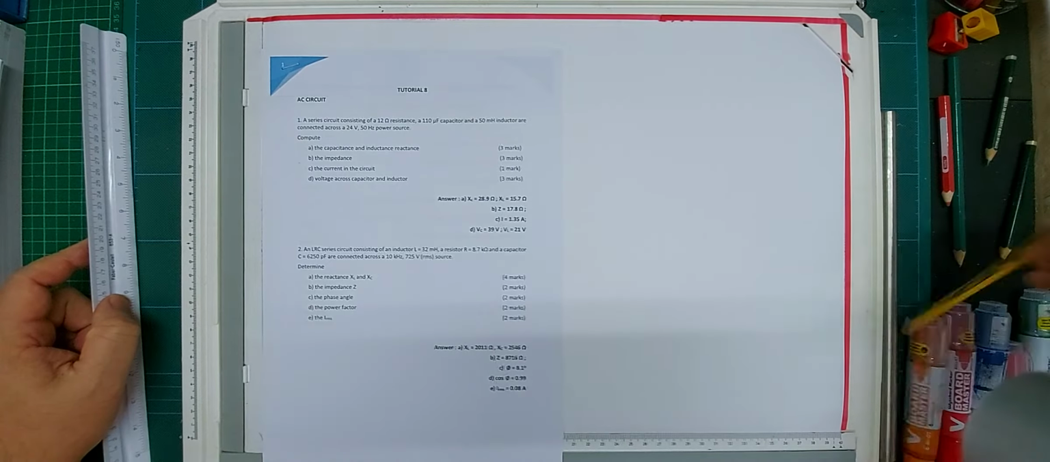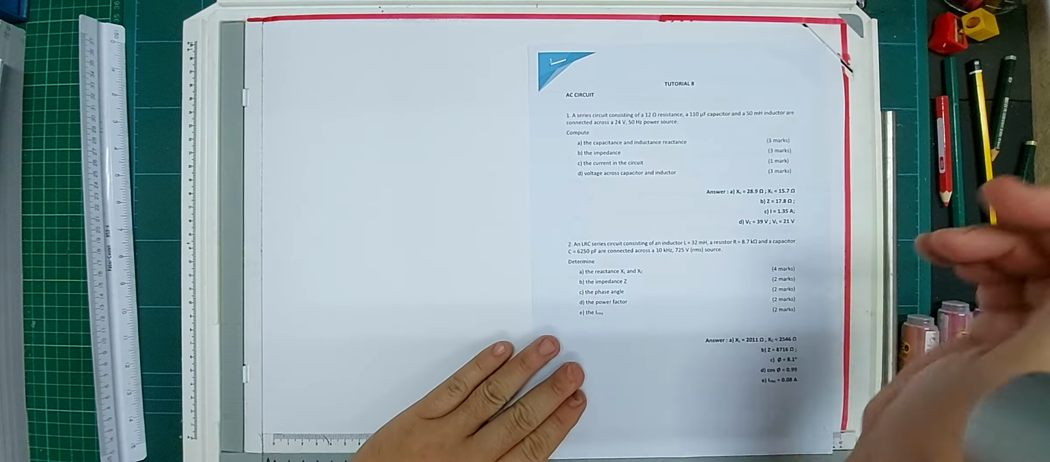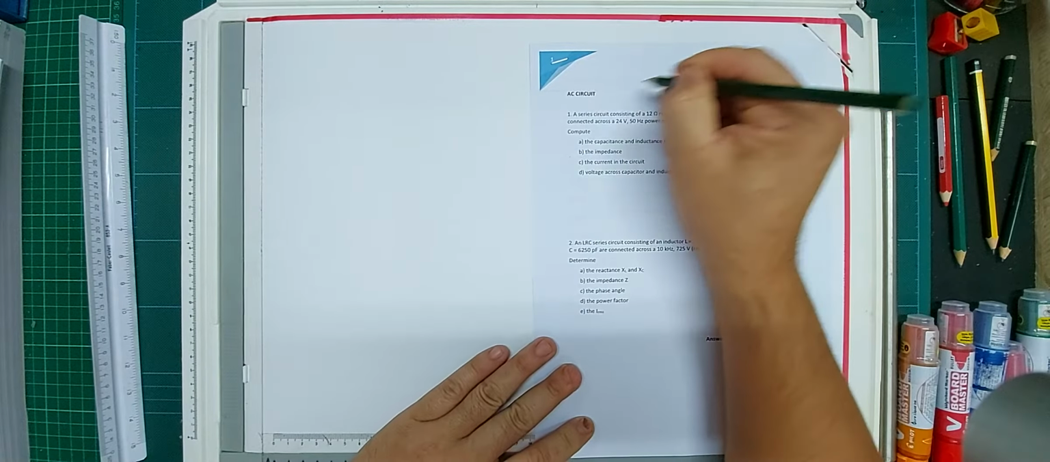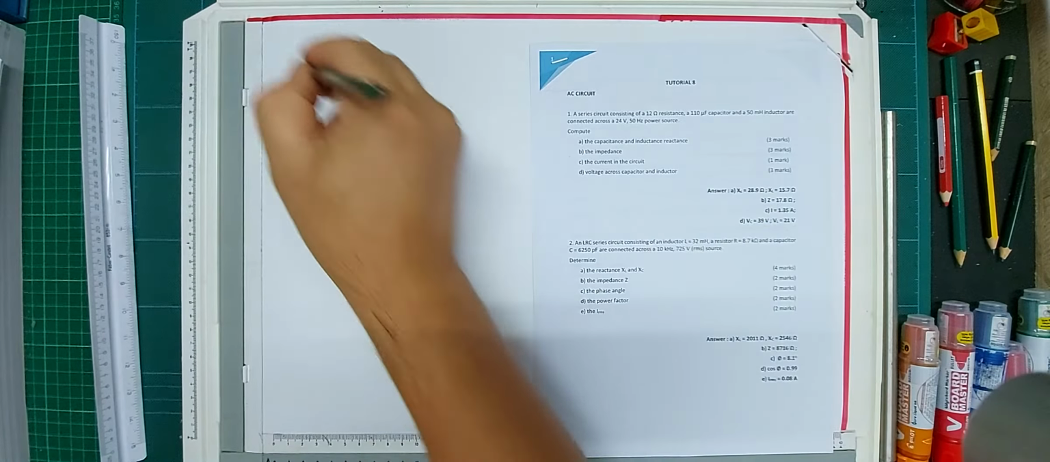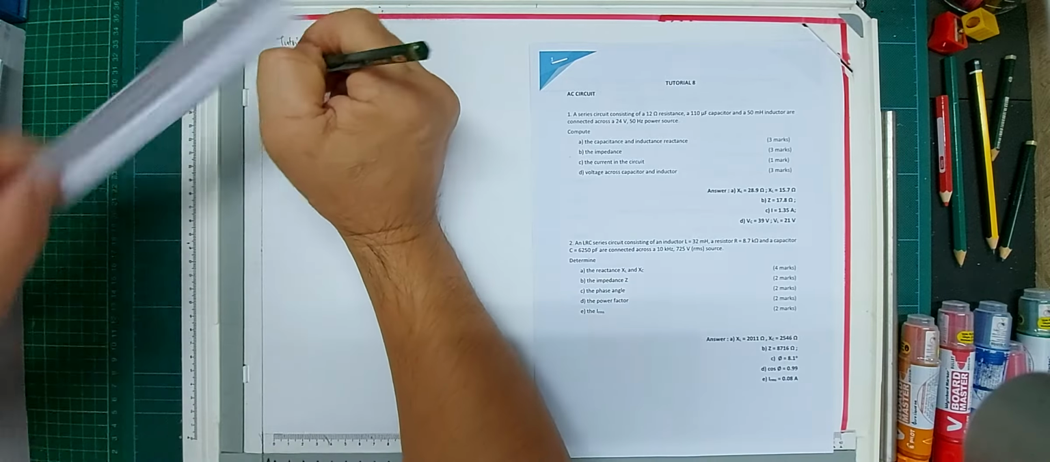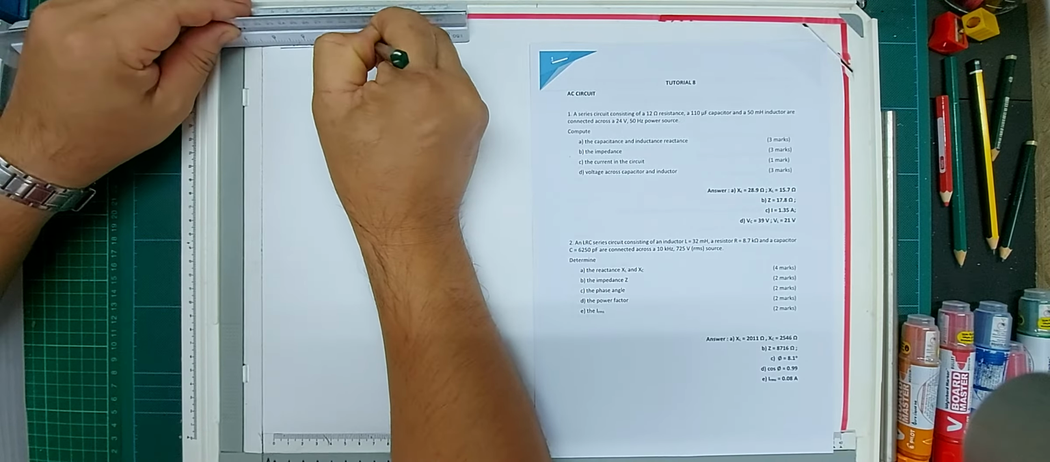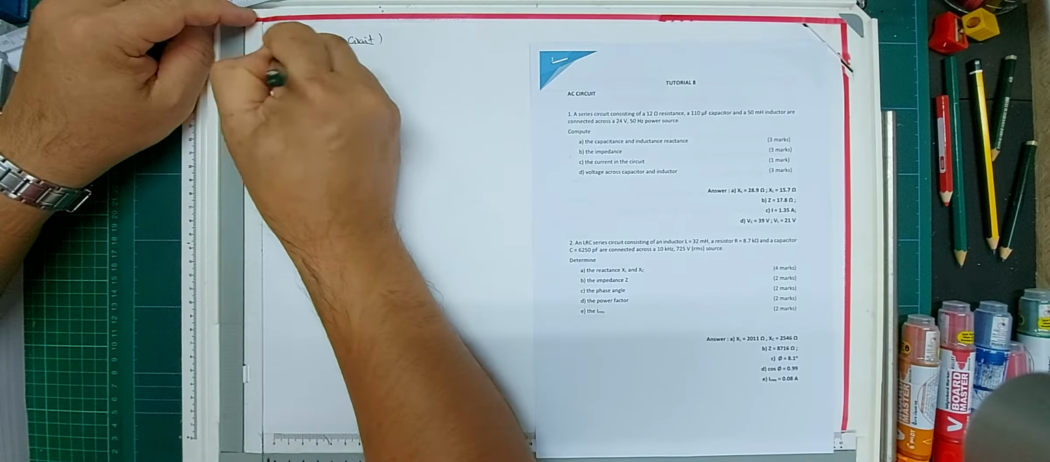This is tutorial number 8. Tutorial 8 is AC circuit. Okay, AC circuit number 1.